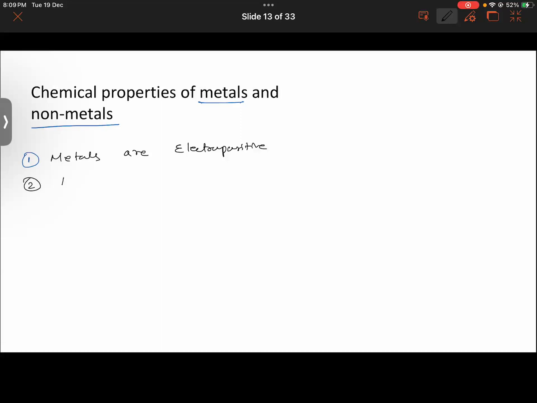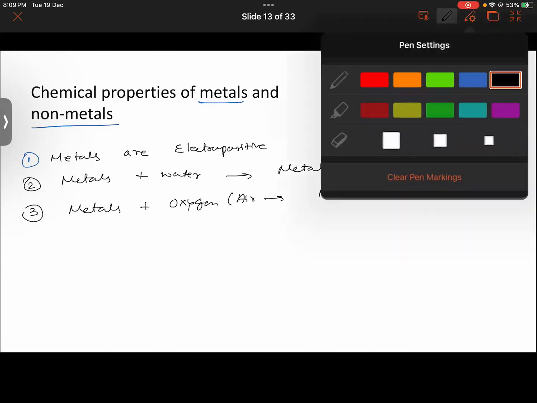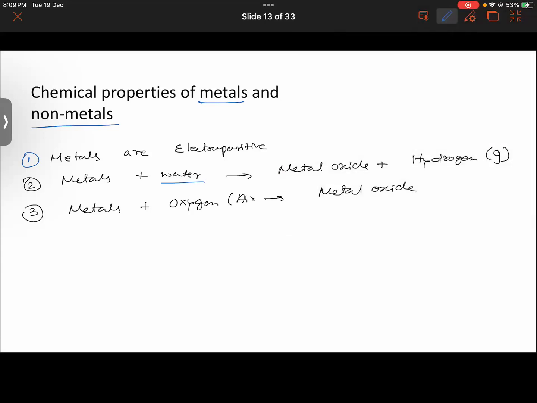Second, in class we will study that when metals react with water, a metal oxide is formed and hydrogen gas is released. Metals react with water to form basic oxides. When metals react with oxygen in the air, it also leads to the formation of metal oxide only. There will be no hydrogen there, because there is no reaction with water.